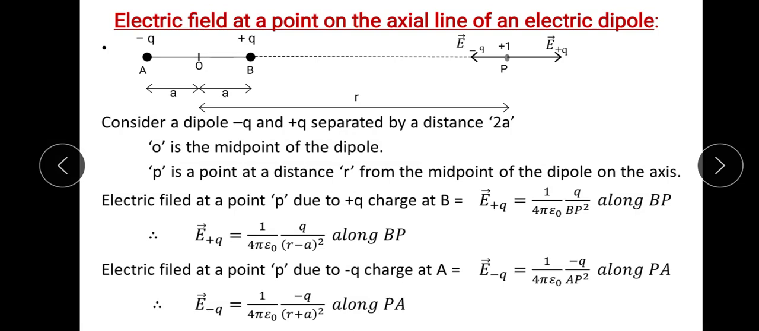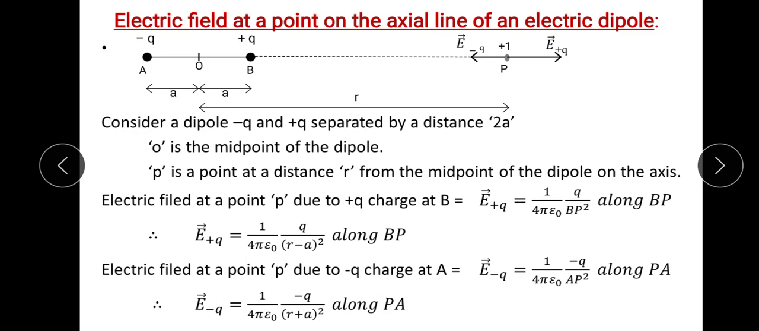Good morning, students. In this video, I will explain the electric field intensity at a point on the axial line of an electric dipole. This derivation is very important because it will be asked for 5 marks in your examination. So by learning this, you can easily score 5 marks. Now let us go for the derivation.